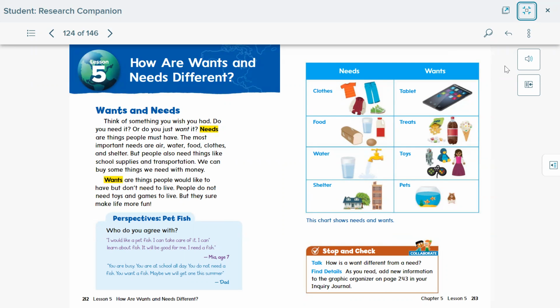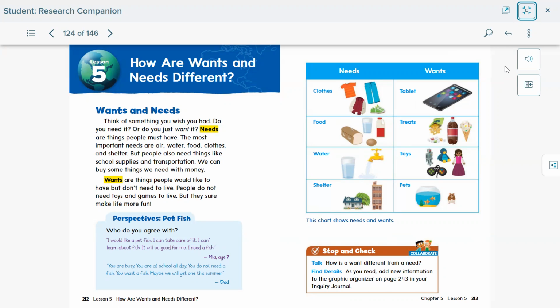So, as we say, I would like to have a pet fish. I can take care of it. I can learn about fish. It would be good for me. I need a fish. Or, you are busy. You are at school all day. You don't need a fish. You want a fish. Maybe we will get one this summer.